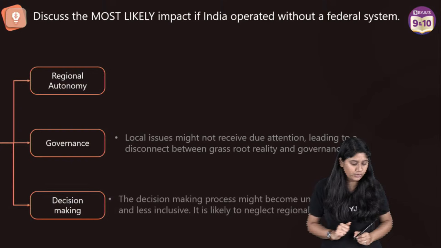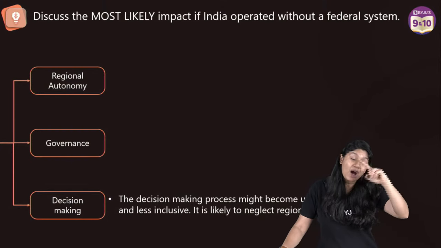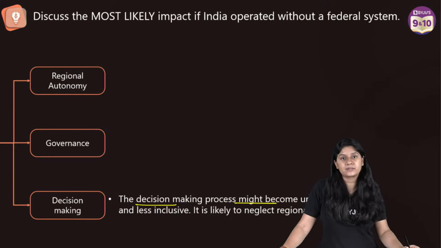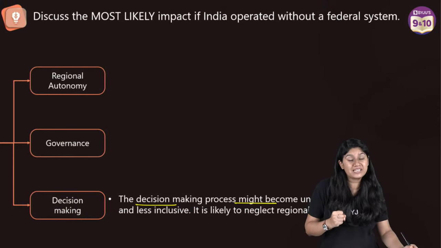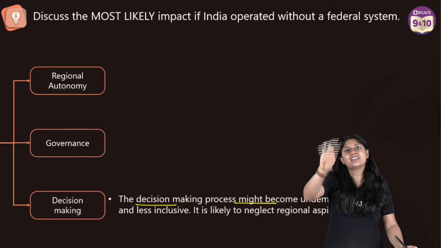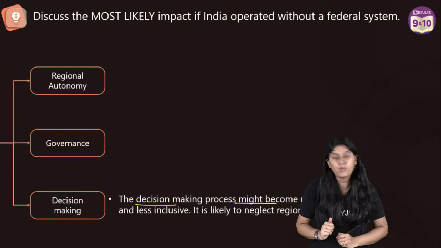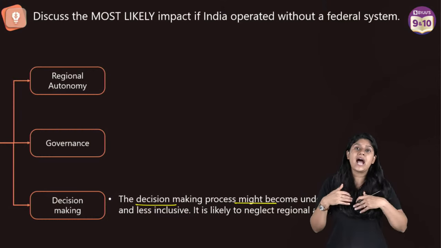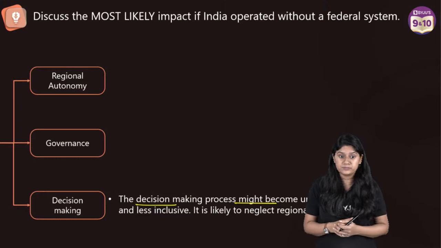Absolutely correct. So let's take a look over here. What will happen if we don't have a federal system and how will it affect decision making? The decision-making process might become very undemocratic and less inclusive, right? Probably we will not be participating in decision making. We will not be casting a vote because nobody will ask us. The one sitting in authority can take all the decisions if there's no federal system in the country. Hence, it is very important to have a federal system in our country. Not just in our country, but throughout the world. We have so many other countries which follow federalism, where the power is distributed.